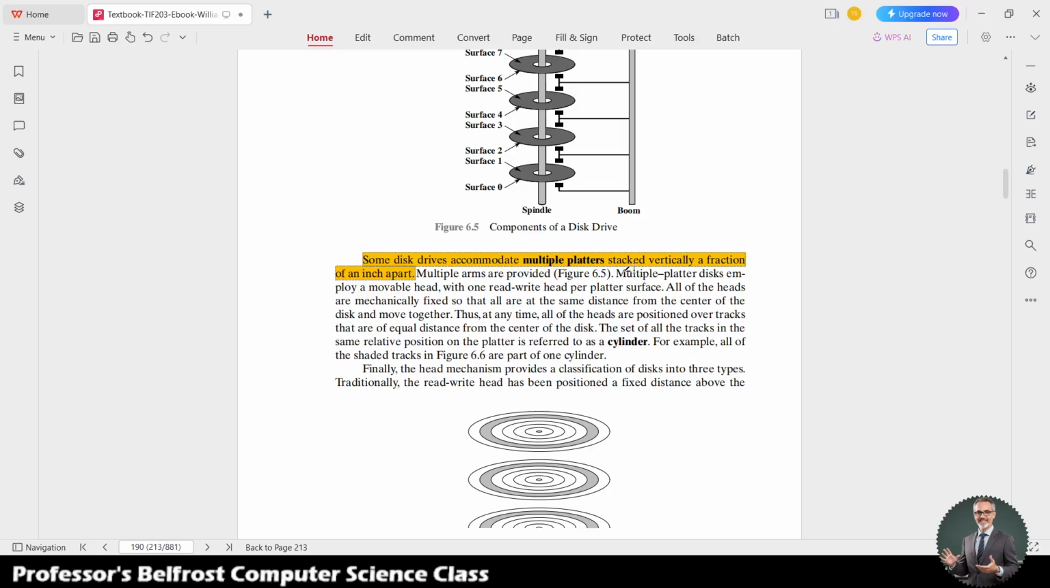Multiple-platter disks employ a movable head with one read/write head per platter surface, and all of the heads are mechanically fixed so that all are at the same distance from the center of the disk and they move together. The set of all the tracks in the same position on a platter is called a cylinder.